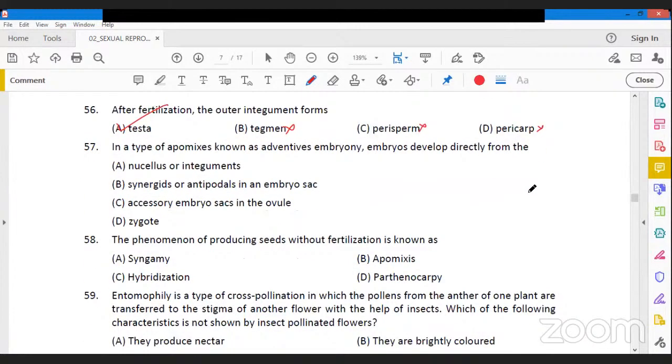Okay. So in a type of apomixis known as adventitive embryogeny, embryos develop directly from... I'll tell you, if the zygote develops, then that is normal embryogeny. Look at what is asked here, and answer.